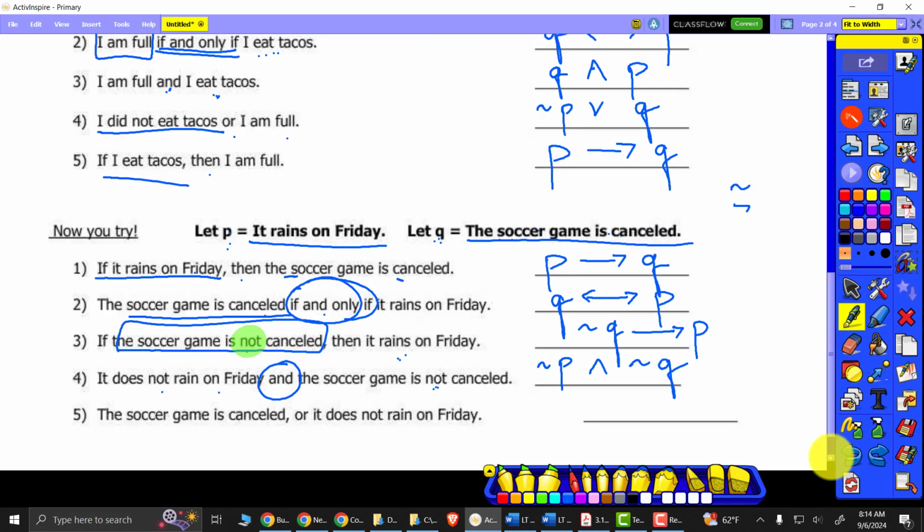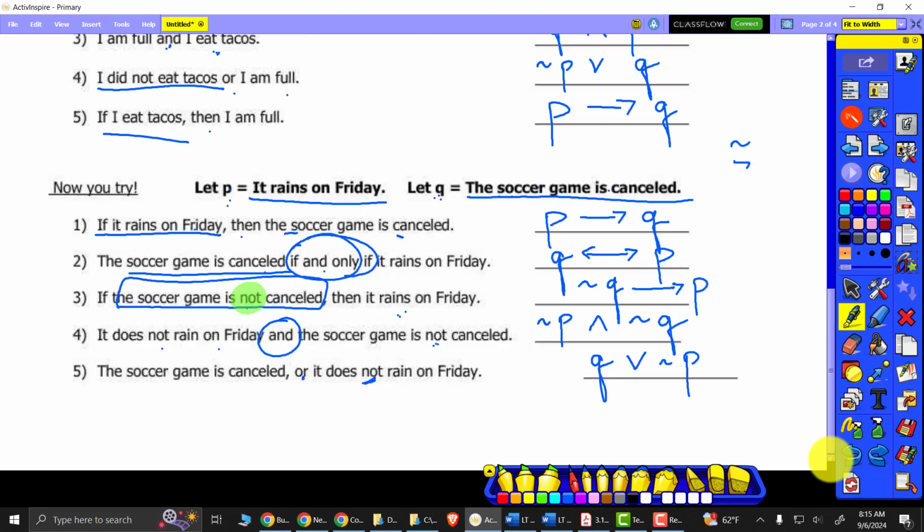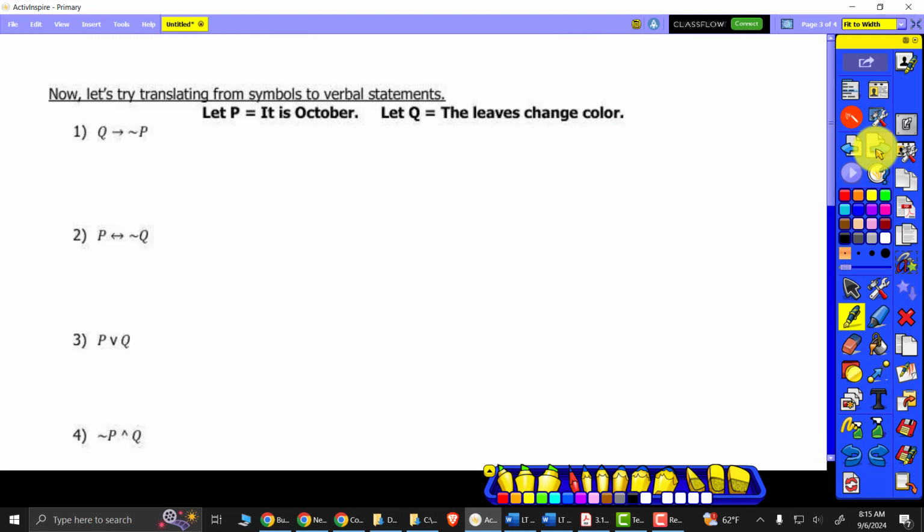Number 5, go ahead. Try number 5. The soccer game is canceled, which is exactly your Q. Or, so how do we write or? This should be your or. It does not rain on Friday. So we have a negation here. Does not. So not P. Okay. So there we go. Good job, guys.